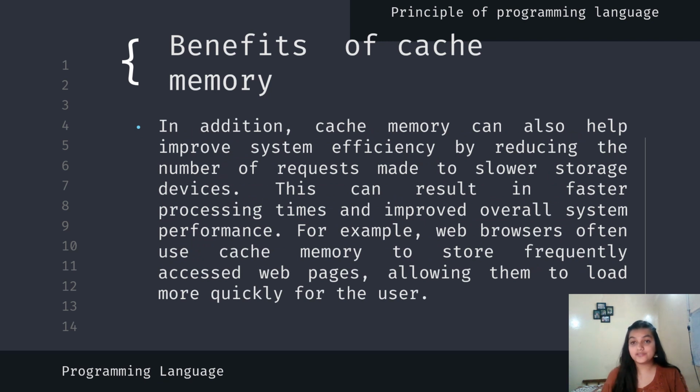In addition, cache memory can also help improve system efficiency by reducing the number of requests made to slower storage devices. This can result in faster processing times and improved overall system performance. For example, web browsers often use cache memory to store frequently accessed web pages, allowing them to load more quickly for the user.